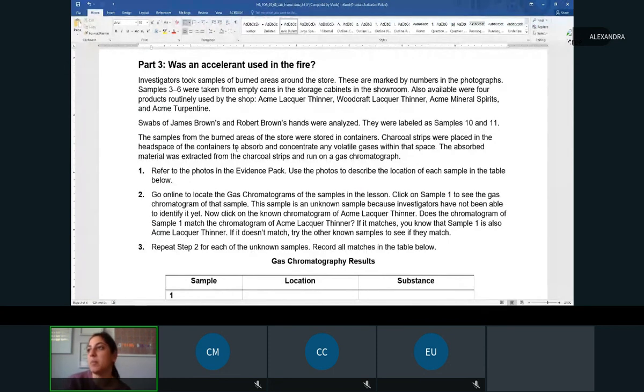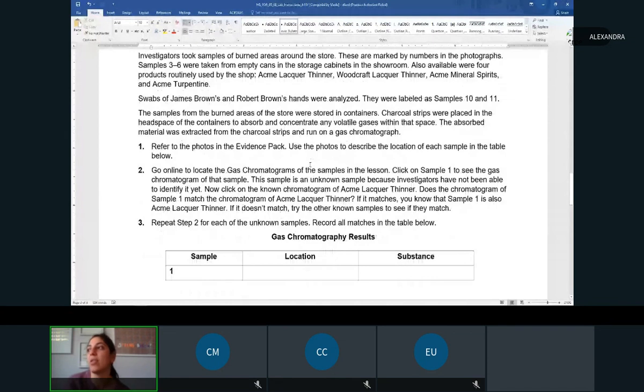The samples from the burned areas of the store were stored in containers. Charcoal strips were placed in the headspace of the containers to absorb and concentrate any volatile gases within that space. The absorbed material was extracted from the charcoal strips and run on a gas chromatograph. Refer to the photos in the evidence pack. Use the photos to describe the location of each sample in the table below.